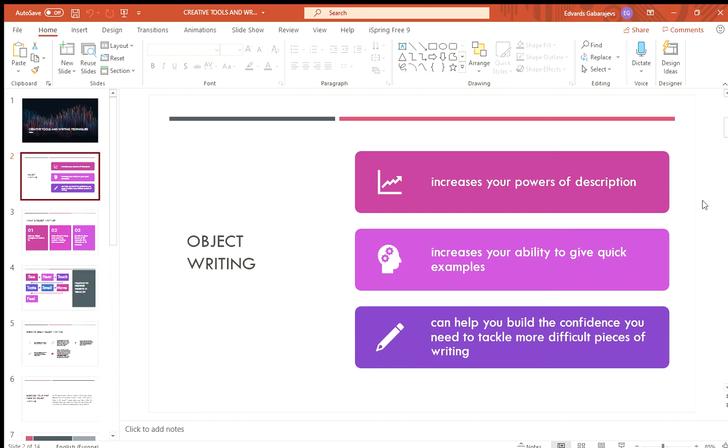So yeah, object writing, it's called object writing, and here we have some basic advantages of object writing. It increases your powers of description, increases your ability to give quick examples, can help you build the confidence you need to tackle more difficult pieces of writing. We talked about it already in the morning, right? But all of these things, object writing can help you improve.